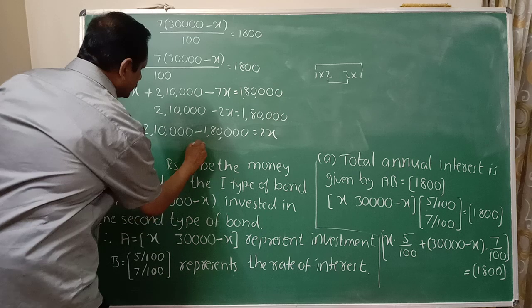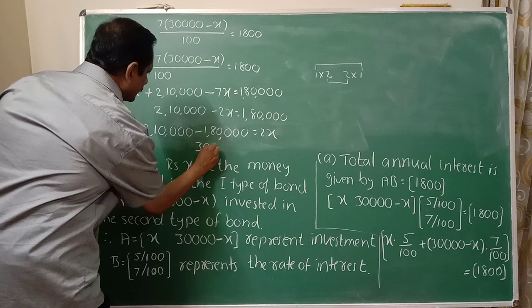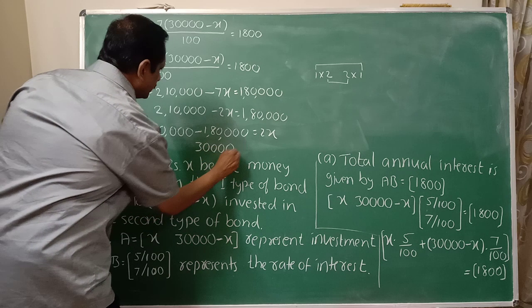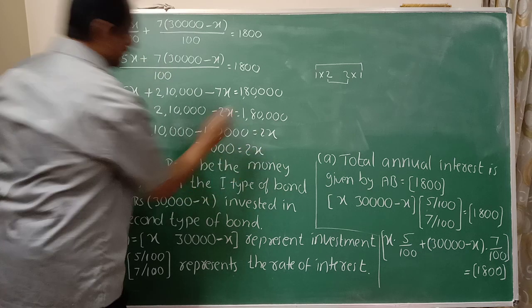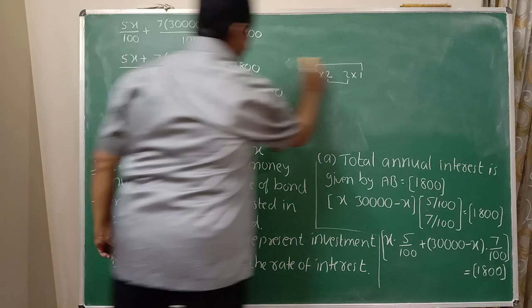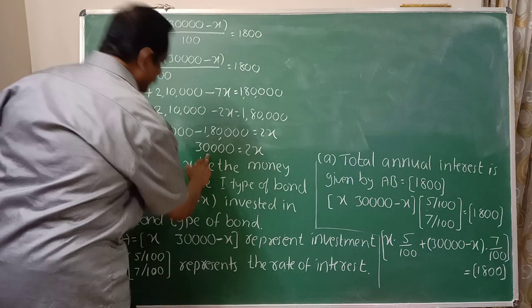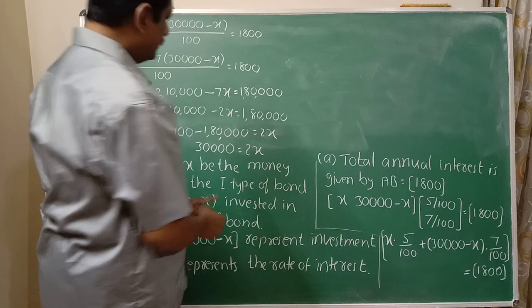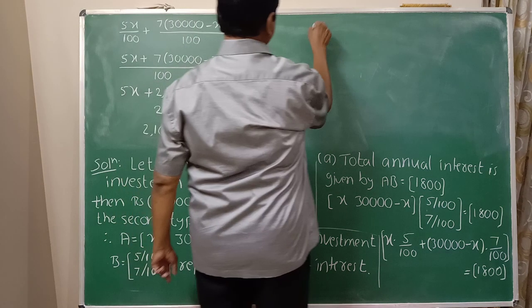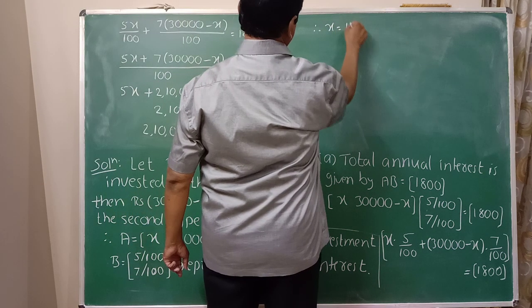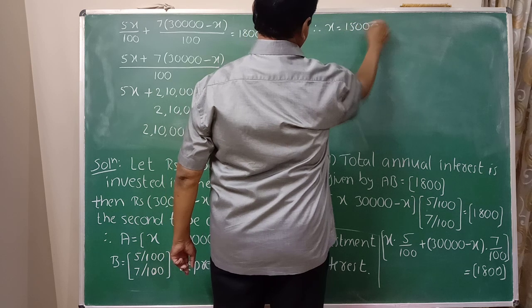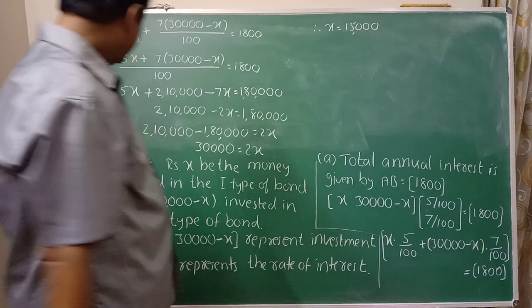Therefore, 30,000 is equal to 2x. Here 30,000 divided by 2 becomes 15,000. Therefore, x is equal to 15,000.